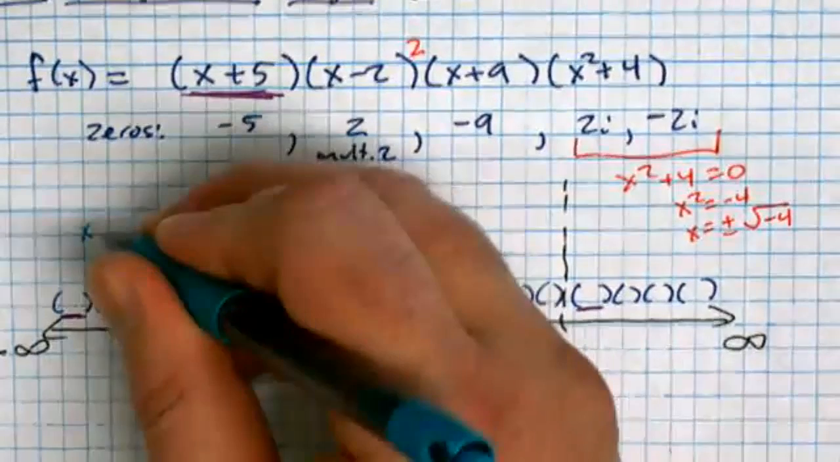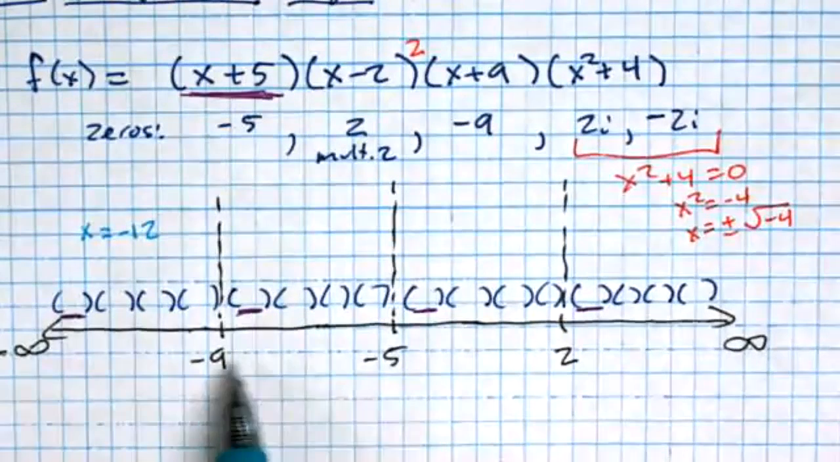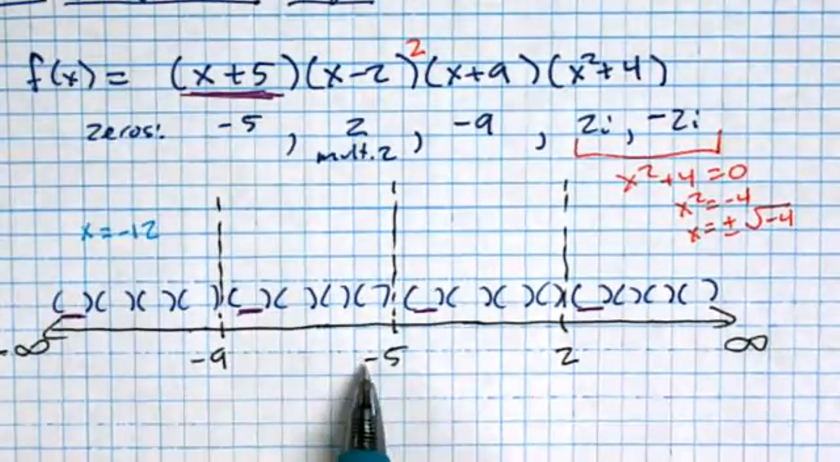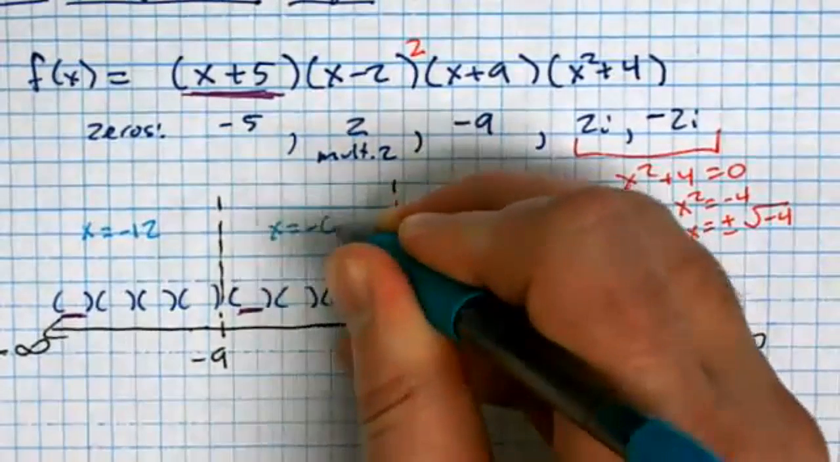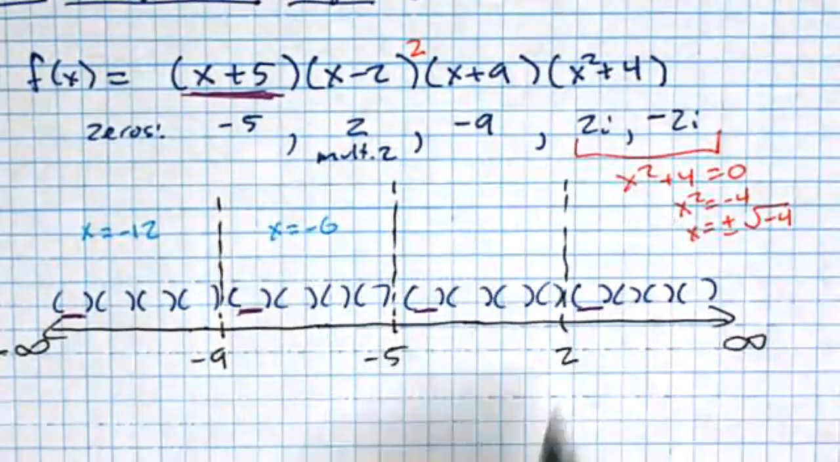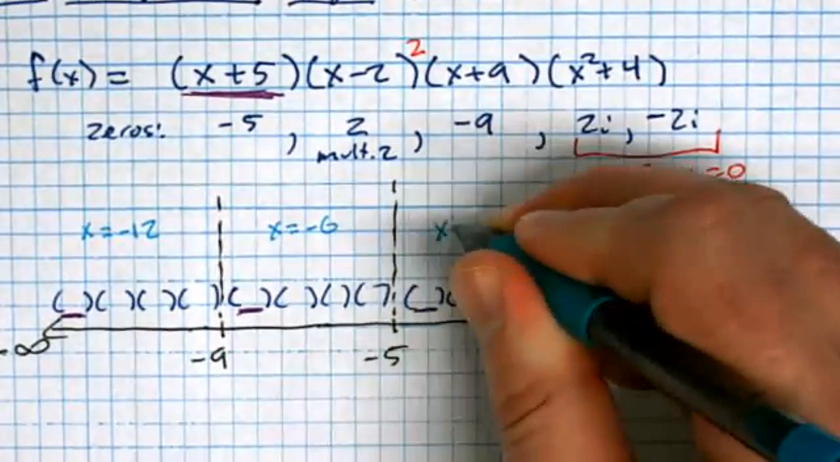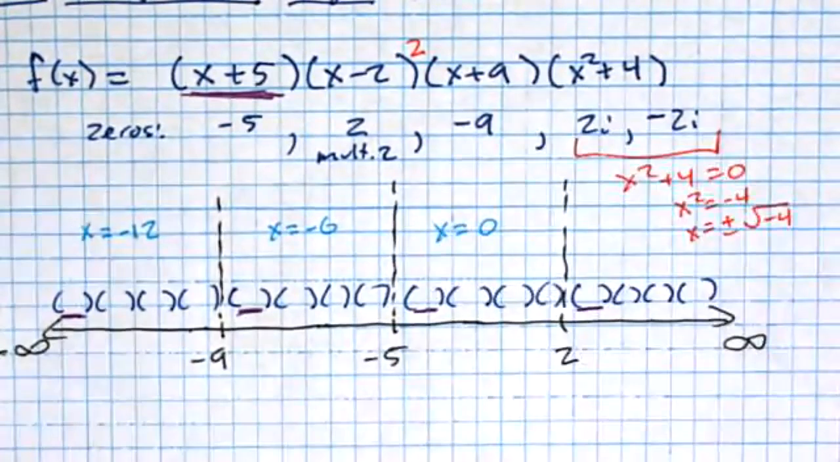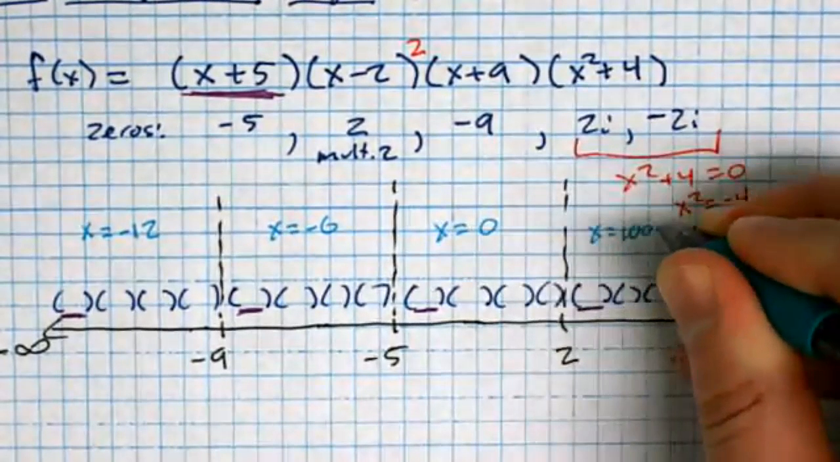Someone give me a value of x that falls between negative infinity and negative 9. Negative 12. Negative 12 is my x value in that region. Well, give me a test value between negative 9 and negative 5. Negative 6. Give me a test value between negative 5 and positive 2. What is it? I'm going to go 0. Thank you, though. I always pick 0 if I can. 0 is an easy number. And then between 2 and infinity, 10,000. I'm going to go 10,000.